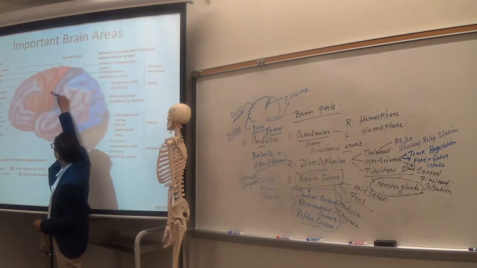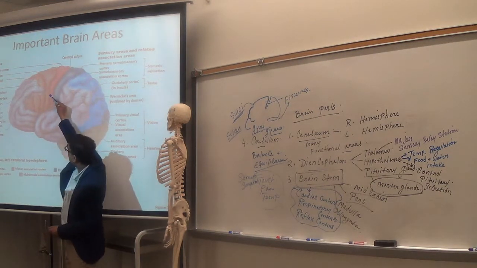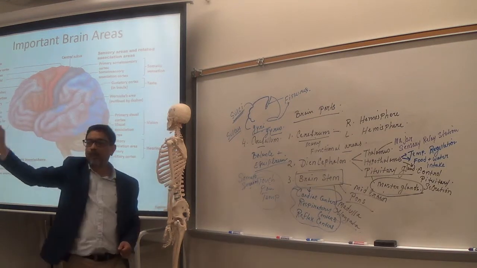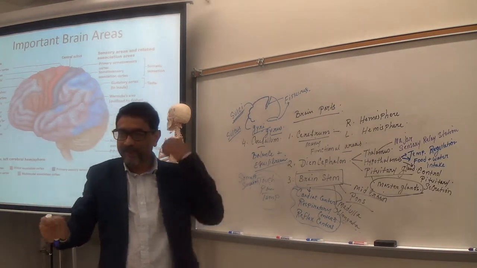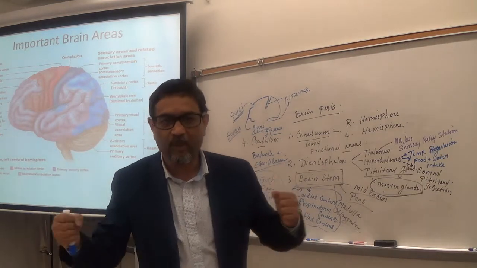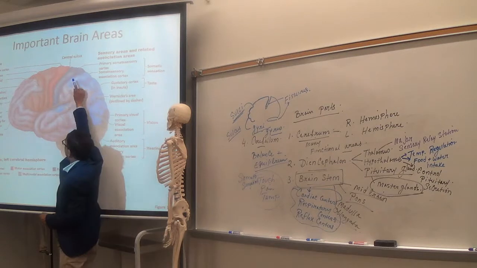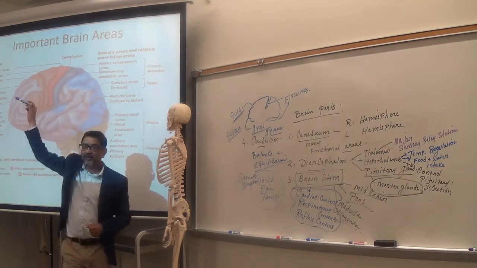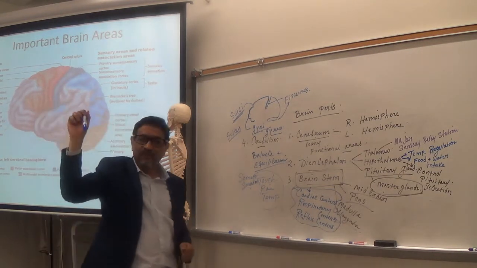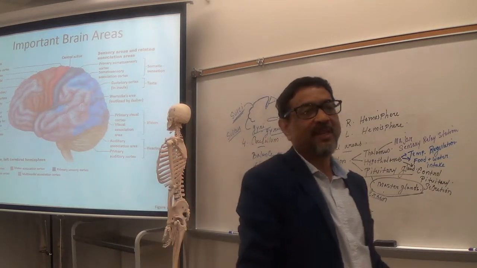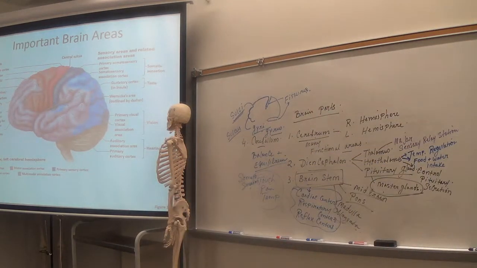In front of the central sulcus, this gyrus is called what? Primary motor cortex. It sends signal to the skeletal muscles for movement, motor. And behind the central sulcus, this gyrus is called what? Primary somatosensory. That means somatosensations are processed there, right? Pain, touch, temperature, those feelings, sensations.